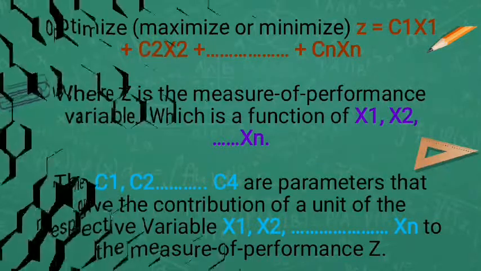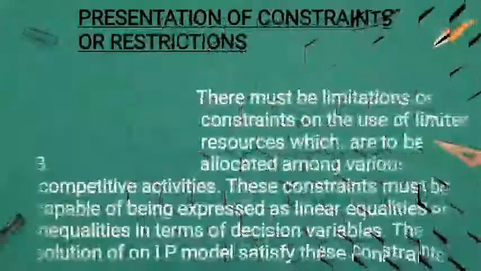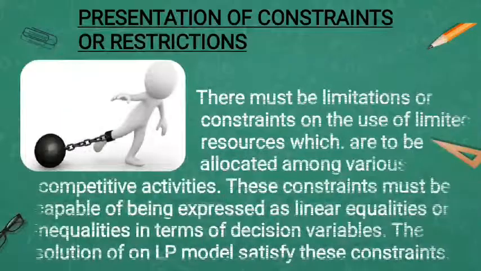The third one is presentation of constraints or restrictions. A constraint is an inequality or equality defining a limitation on decisions. Constraints arise from various sources such as limited resources, contractual obligations or physical laws. In general, an LPP is stated with linear constraints, where the numbers are called technological coefficients and the number on the right is called the right-hand side value of the constraint.